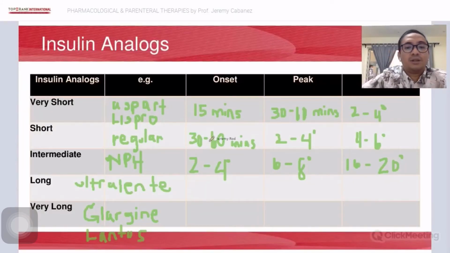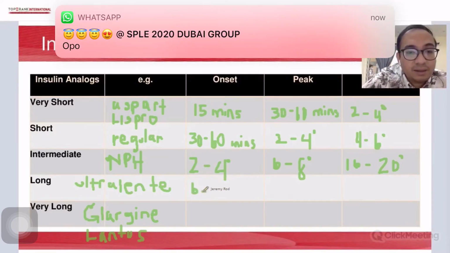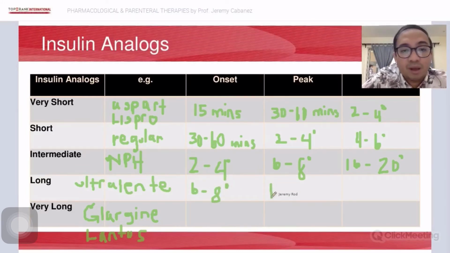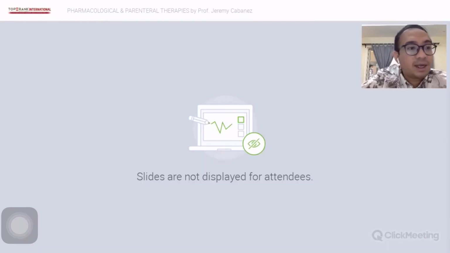Okay, next, let's talk about ultra lengthy. For ultra lengthy, onset is 6 to 8 hours. What's the peak? The peak of the drug is 12 to 16 hours. What's the duration of the drug? Duration, 20 to 30. So what would be the number combination? Ultra lengthy, 2 to 4, 6 to 8. Okay, I'm sorry, it's not 2 to 4. It's 6 to 8, 12 to 16, 20 to 30.